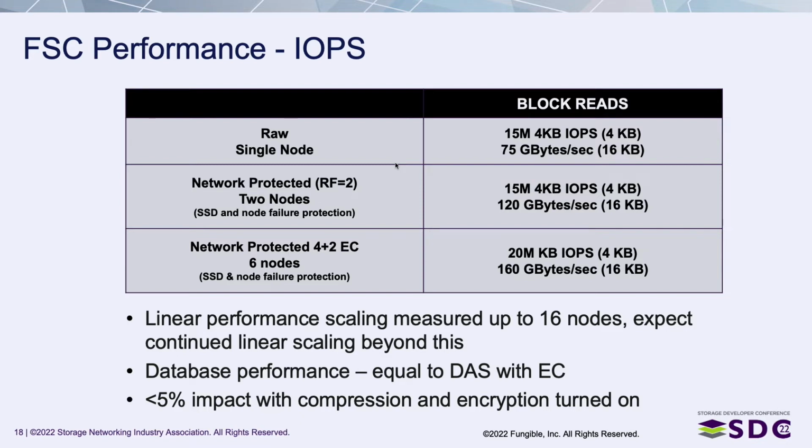And you can see the numbers, 15 million IOPS per box for raw. With network protection, you're getting 15 million across 2 boxes, or about 7.5 million per box. And then you can see the numbers for erasure coding. This is scaling. The product we ship today goes up to 16 nodes, but I think you heard Jaspal's talk. The architecture will support scaling, and we don't envision any problems beyond that.